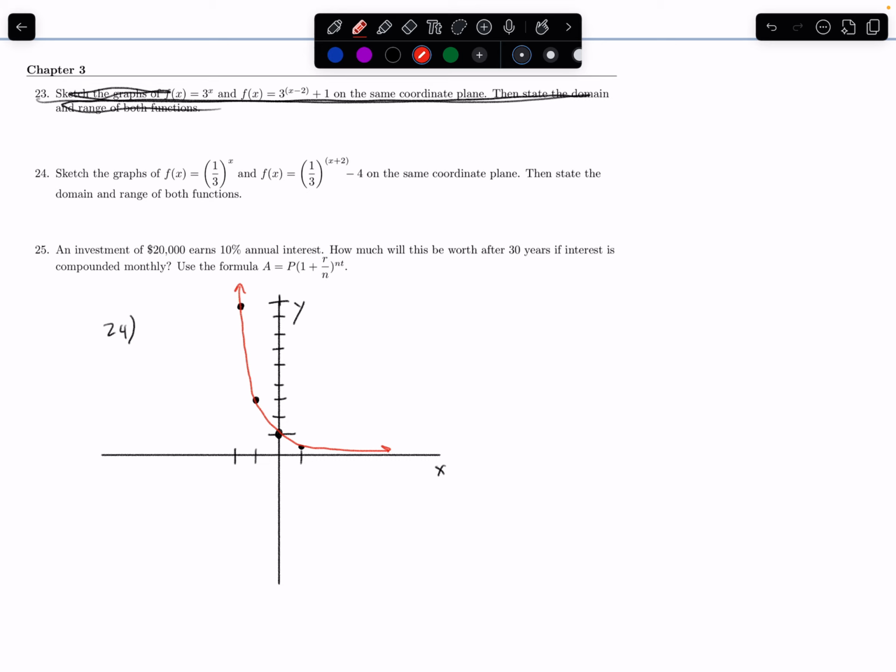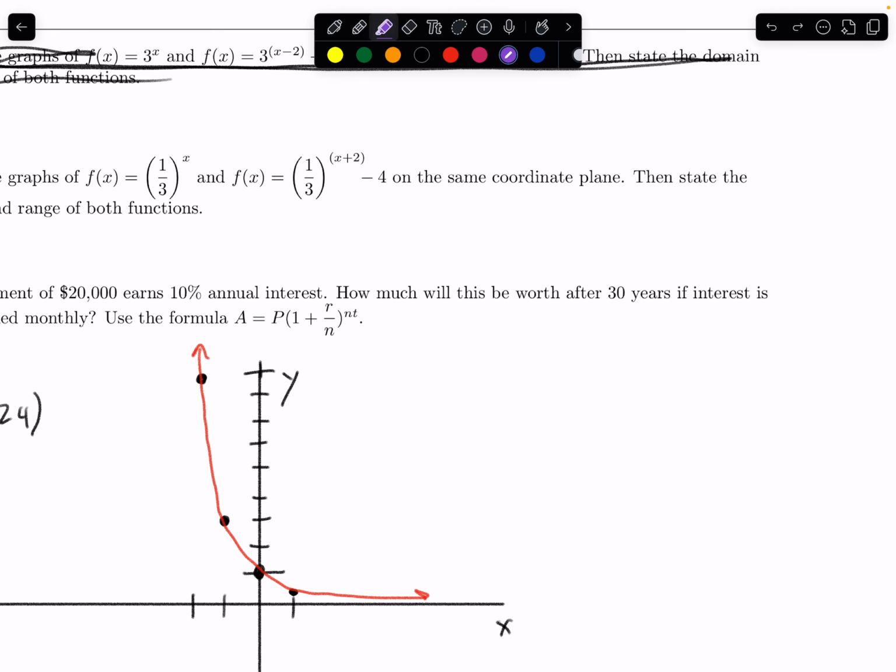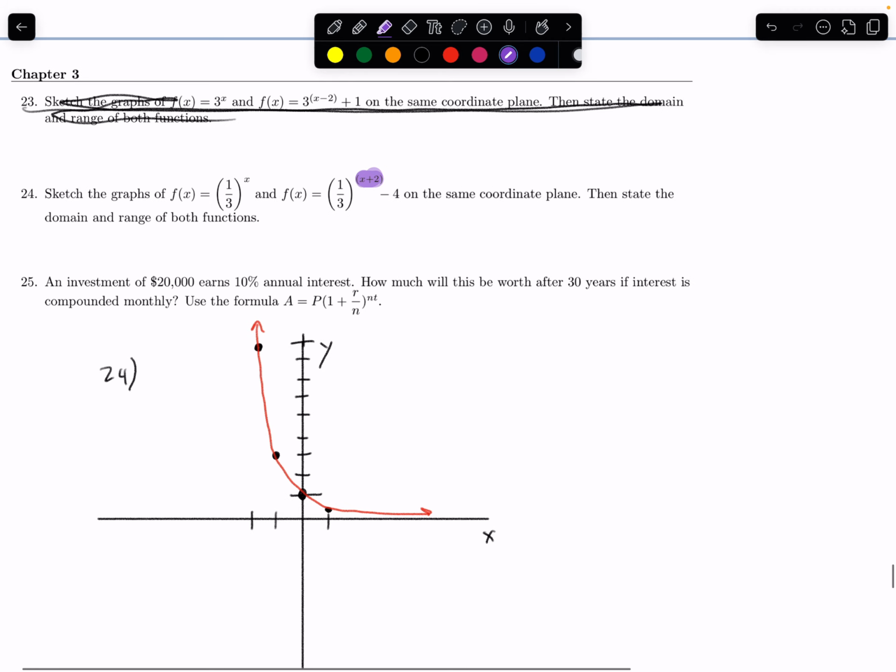Okay, now f of x equals 1/3 to the x plus 2, minus 4. Again, you got a translation. Here, this x plus 2 happens before the exponent is applied, so that's a shift, in this case, to the left by 2. And then minus 4 is a shift down by 4.